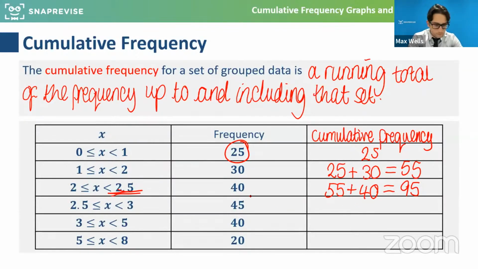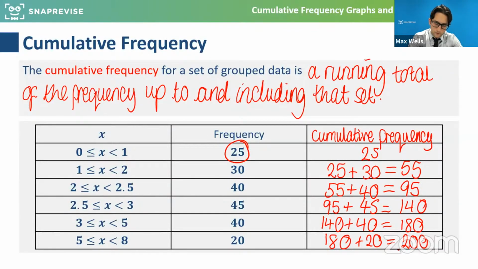Well done. And then the next one, everything up to and including 3, will be this 95 plus the additional 45 in this category, in this class or interval. So that's going to take us to 140. And then 140 plus another 40 is 180. And then finally, 180 plus this 20 takes us to 200. And hopefully we realize that in the final group, this is what we call our total frequency. We've got everything accounted for. So hopefully that's nice and clear, but we're going to see where this is going.